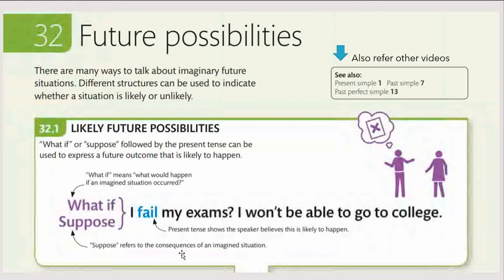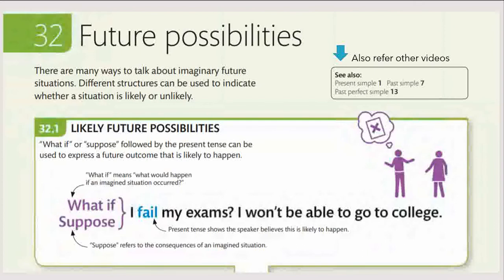Suppose refers to the consequences of the imagined situation. Now the focus is on the consequence. When you mention what if, it focuses on the imaginary situation, but suppose is used to focus on the outcome. That is the difference. And let us look at the tense. The tense that is taken is I fail, that is present tense, which shows the speaker believes this is likely to happen or it can happen.